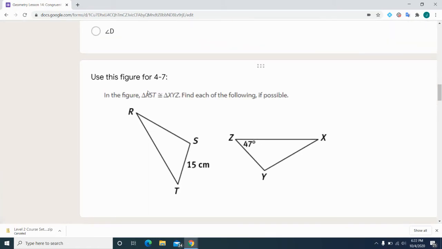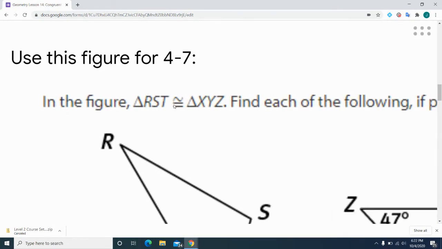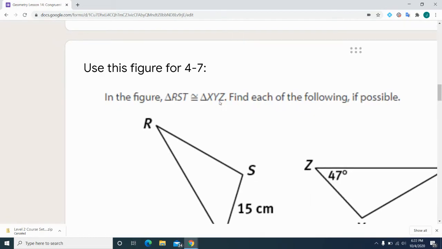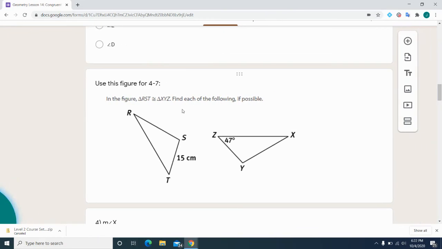Also, I should take time to point this out. This little symbol right here, the equal sign with the squiggly, is not just saying they're equal. It means more. It's saying they're congruent. And when you have RST is congruent to XYZ, that means angle R is the same as angle X. Angle T is at the end, so it's the same as angle Z. So look, see how that works? RST is congruent to XYZ.